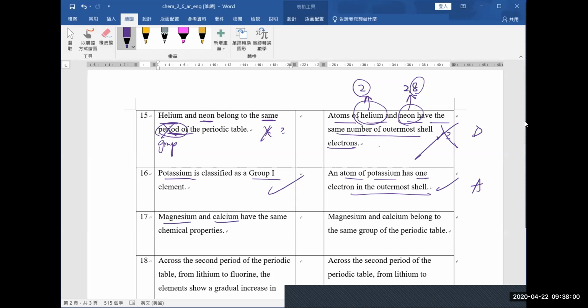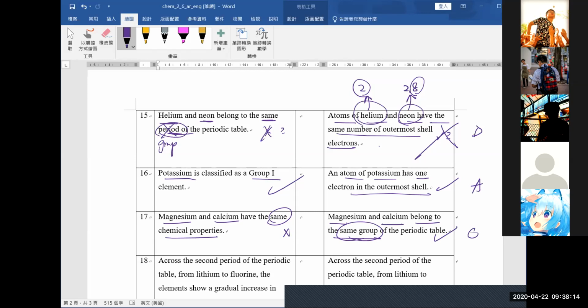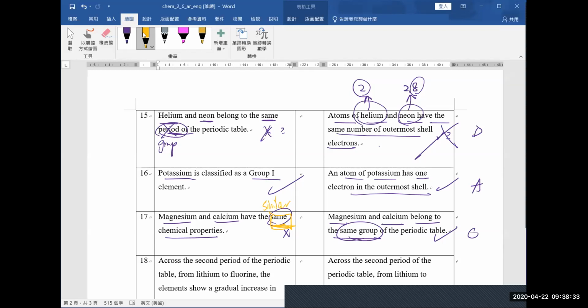Magnesium and calcium have the same chemical property. Magnesium and calcium belong to the same group of the periodic table. Yes, the answer is wrong and take. How wrong is the first statement? Yes, the word 'same'. They do not have the same chemical property. It is similar chemical property, but not the same. In terms of reactivity, they are different, right? Calcium is more reactive.